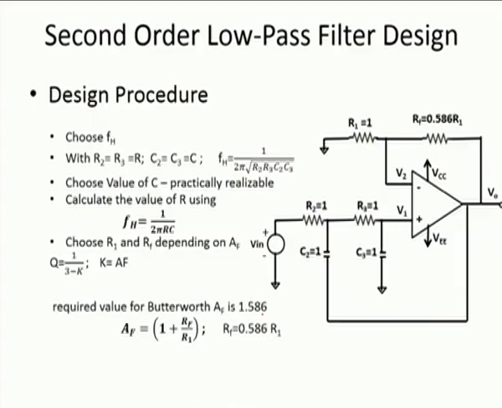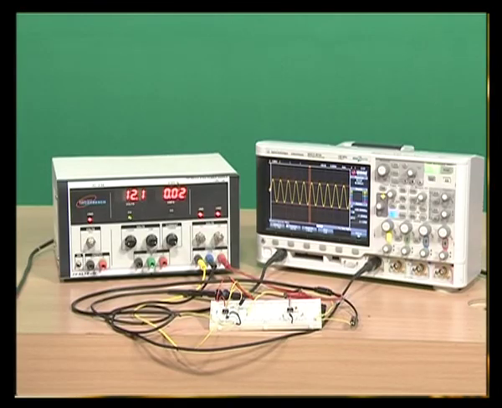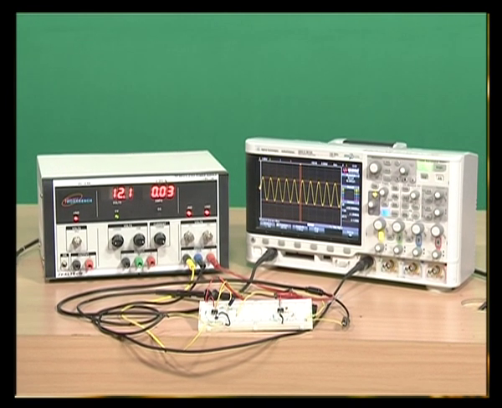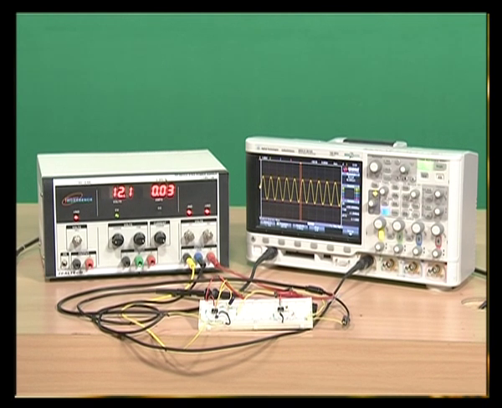Let us see the frequency response characteristic of a second order low pass filter with the Butterworth characteristic. The Butterworth filter is designed with a passband gain of 1.586 and a cutoff frequency of 1 kilohertz, and since it is a second order, the roll off rate is minus 40 dB per decade. So, we will verify the passband gain, the cutoff frequency and its roll off rate. The equipment required for this are power supply, signal generator, oscilloscope, operational amplifier IC 741, and passive resistors and capacitors, which constitute the filter section.